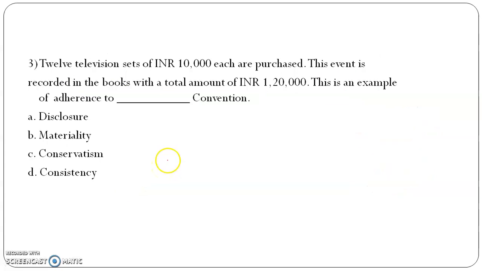Moving on to the next question: 12 television sets of rupees 10,000 each are purchased. This event is recorded in the books with a total amount of rupees 1,20,000. This is an example of adherence to dash convention. So which convention is used? You need to write the correct answer. You can see here: disclosure, materiality, conservatism, consistency. So the correct answer will be materiality only. So the correct answer will be materiality.